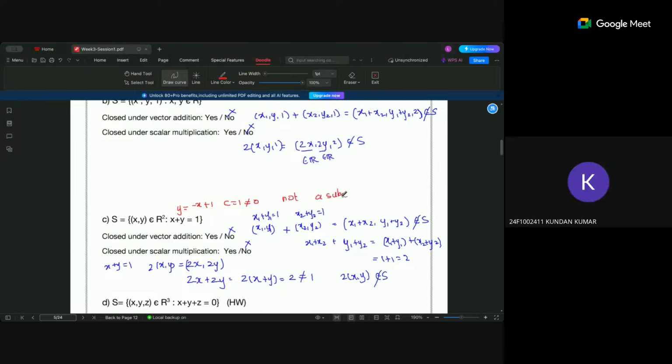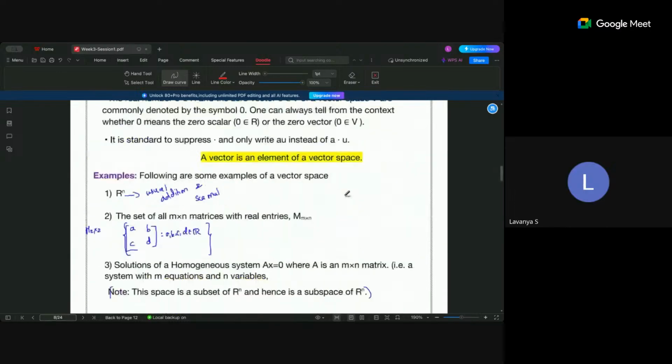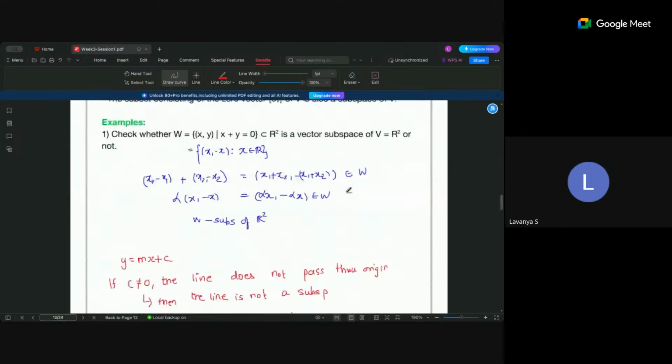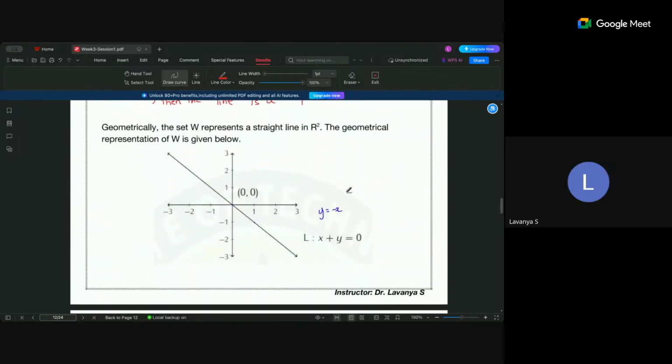If we see graphically, then I can show it graphically also. So what is x plus y is equal to 1? If your x is equal to 1, your y should be 0. So it is this point only. In the same way, if your y is equal to 1, your x should be 0. So it is a line parallel to this, and both intercepts are there. So this is x plus y is equal to 1.